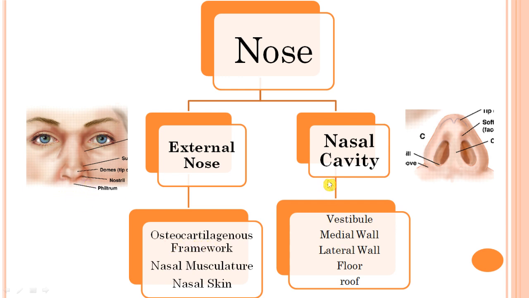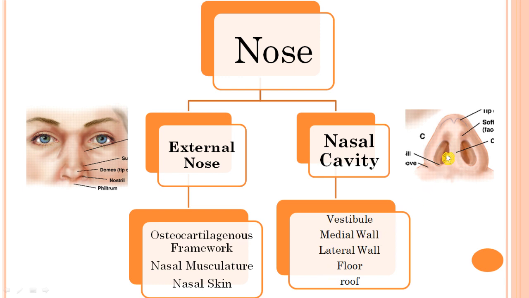Then moving on to the nasal cavity, we will see that there is a vestibule, which is just the opening, lined by the skin, and then we have the nasal cavity proper. The nasal cavity proper includes the whole nasal cavity, which is lined by the mucous membrane. So the vestibule is lined by the skin, whereas the nasal cavity proper is lined by the mucous membrane.